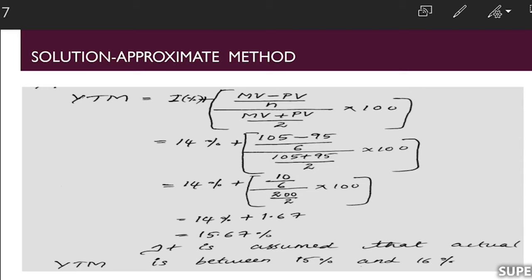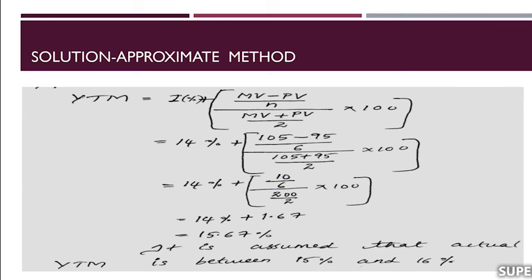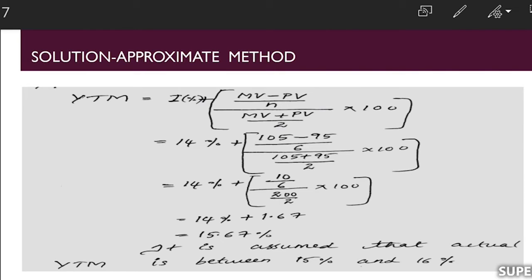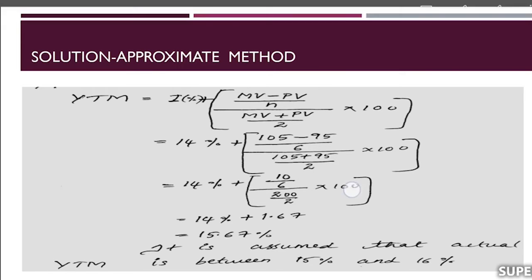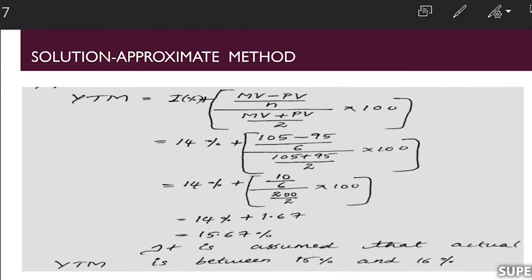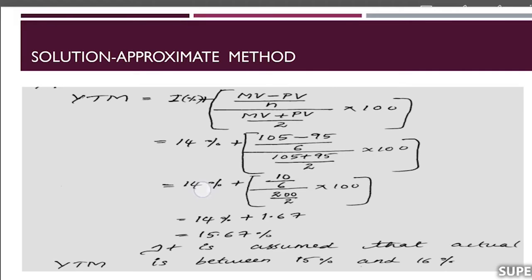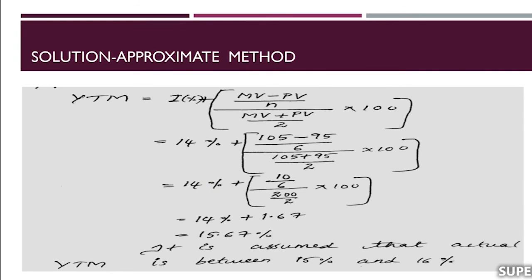Then we will get 10 by 6 divided by 200 by 2. That is 1.67 divided by 100. So the 100 and this 100 will be cancelled, and then we will get 10 by 6, that's equal to 1.67. Now we are adding 1.67 with this 14% of interest, then we will get 15.67% as YTM.